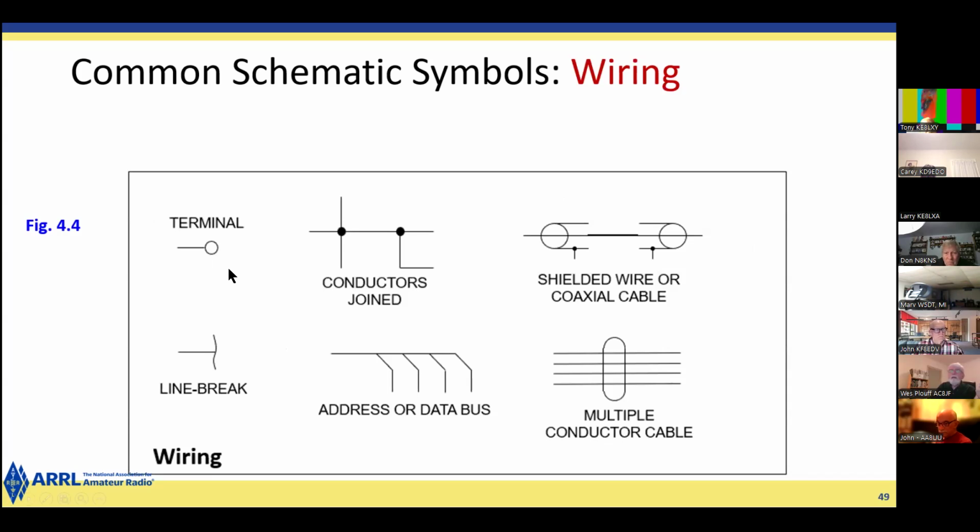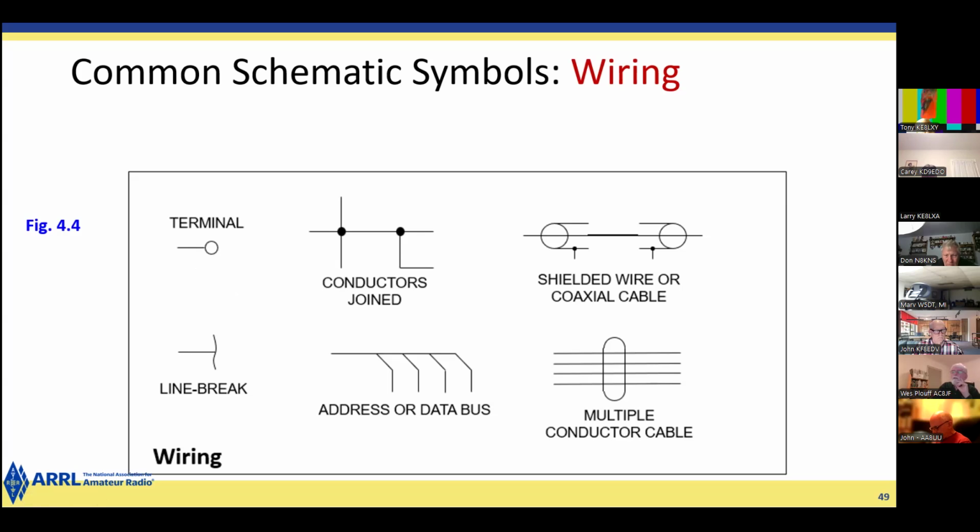So these are schematic symbols for wiring. And I'm not going to spend too much time on this, but the thing to know is the convention: if you see two lines that cross, those are two wires that are not connected. But if you see a dot at the intersection of two lines, that means they are connected, like the middle one on top here. If you see a wire ending in a circle, that's a terminal or a connector.